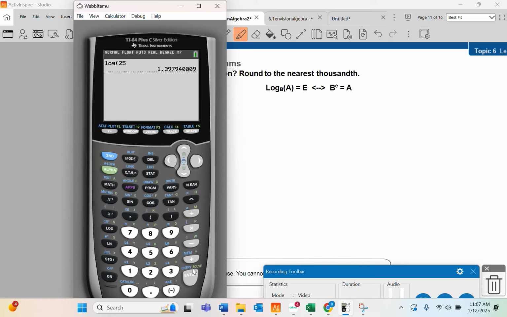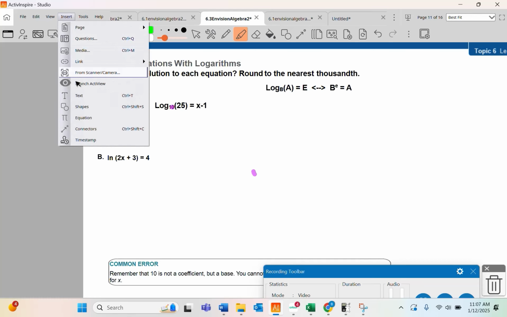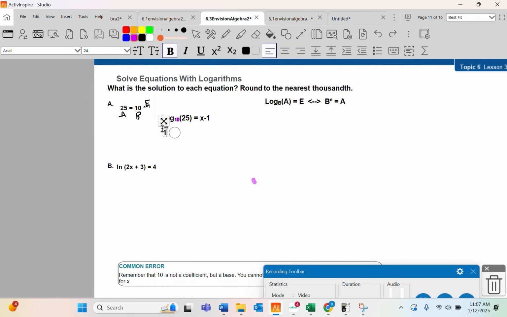It's 1.3979. 1.3979 is x minus 1. And I'm just going to add 1 to both sides here. Isolate my x. Some of y'all, God bless you, haven't figured that out yet. But 2.3979 is my x value. So it's not too hard.